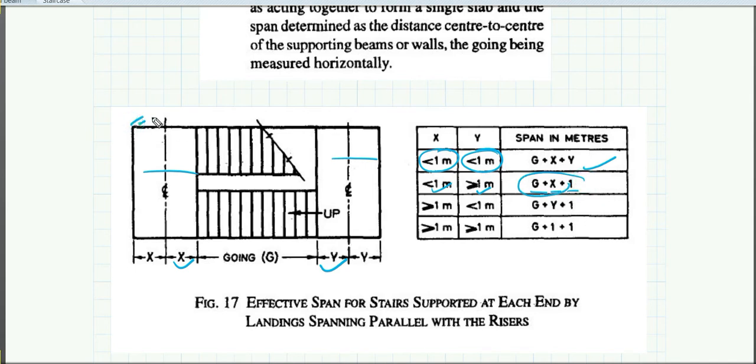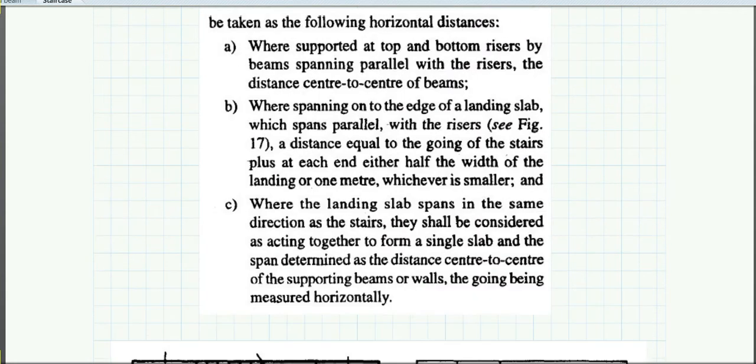Here the support condition is here, so the slab is going to span along this direction. Okay, the support is here. If the support is here, what will be the case? Let's see case number 3, condition C. Condition C says where the landing slab spans in the same direction as the stairs.